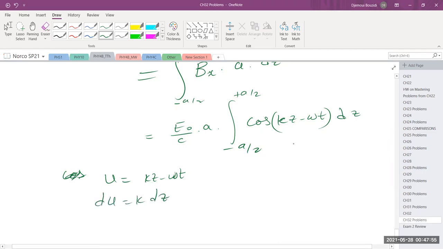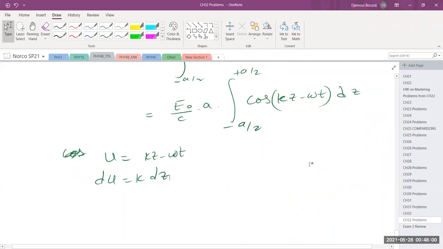So if I do this change of variable, then the integration limits change on us. In this case, the boundaries of integration are not from negative A over 2 to positive A over 2. They were for z. Now they become, for the lower limit, negative K A over 2 minus omega T. And the upper limit is going to be K A over 2 minus omega T. So those are basically the new boundaries of the integration, or U1 and U2, if you like.